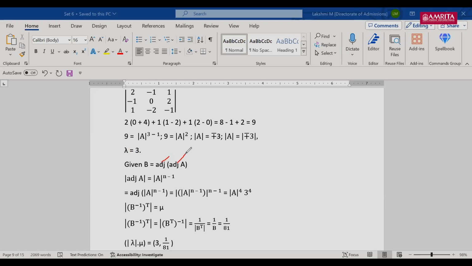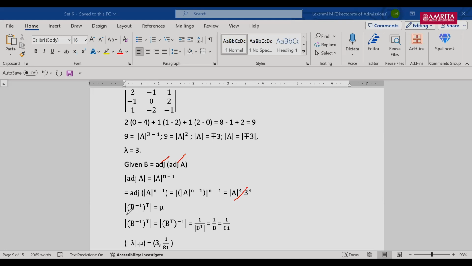of adjoint A. So how will it be? Adjoint of mode of A raised to n minus 1, that is mode of A raised to n minus 1, raised to n minus 1. So this is mode of A raised to 4. Here the value is 3. So 3 raised to 4, that's 81. You got the value of B, right?